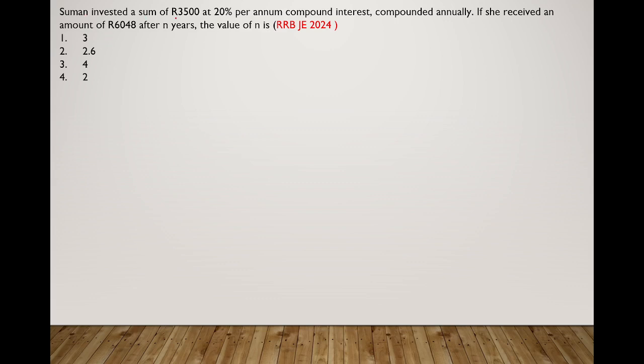Suman invested... some similar question, so we are doing a similar question. So amount equals principal. If we solve more questions, then clarity comes automatically, so we have to practice a larger number of questions. Rate of interest is 20%. 20% means 20 by 100, which means 1 by 5. 1 by 5 plus 1. To make the calculation easy, I am writing it like this.